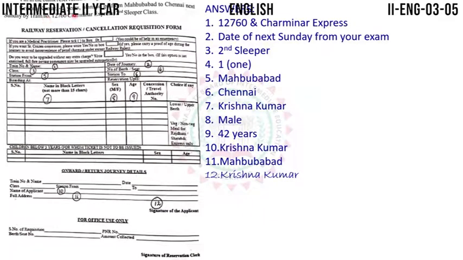One more example is given to you here. Krishna Kumar, who is 42 years old, he plans to go from Mahbubabad to Chennai next Sunday by train number 127 Tamnar Express, second sleeper class. Let us see this one.